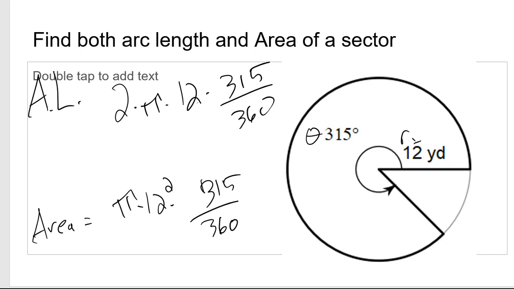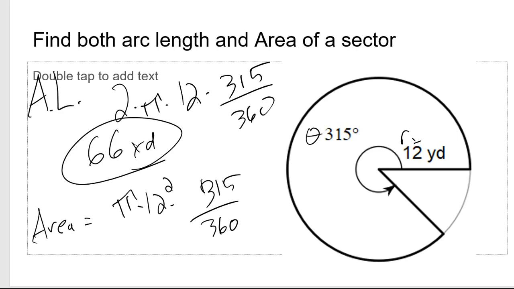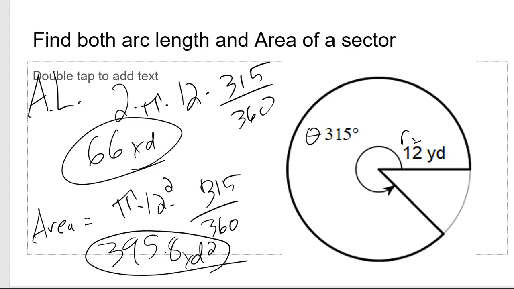So the top one, we're typing 2 times pi times 12 times 315 divided by 360. And I'm going to get something that looks like 66 yards. It was 65.97, but that rounds up. So let's do it again with pi times 12 squared times 315 divided by 360. And this one, I'm going to get 395.8 yards squared. And there's my two answers.